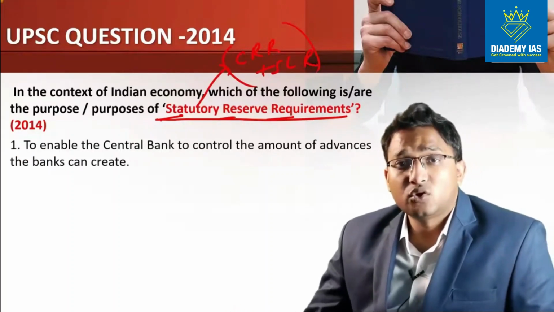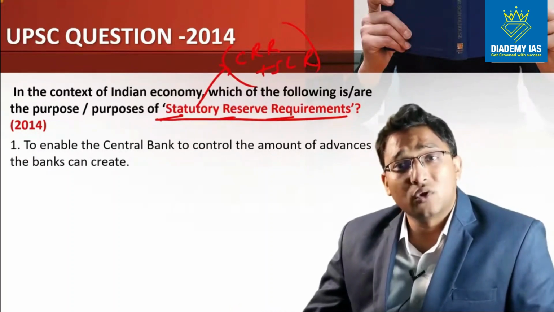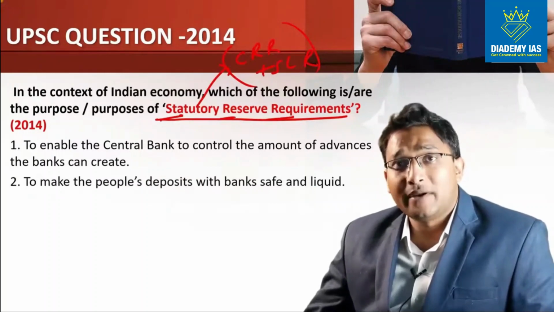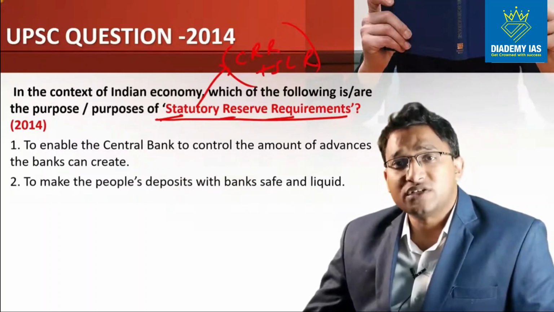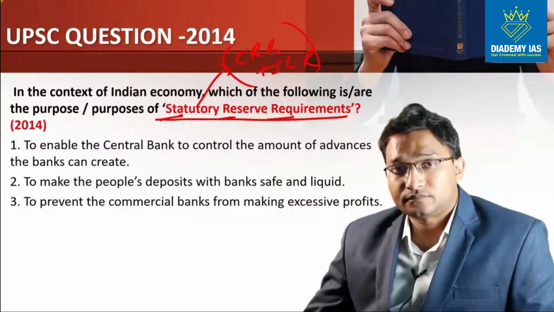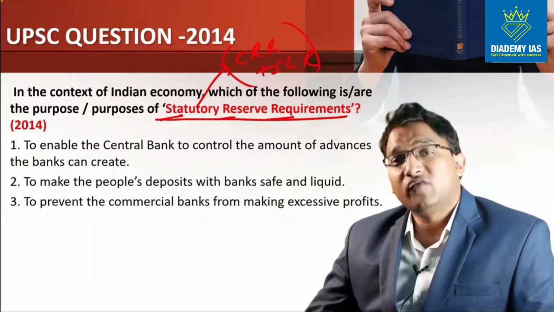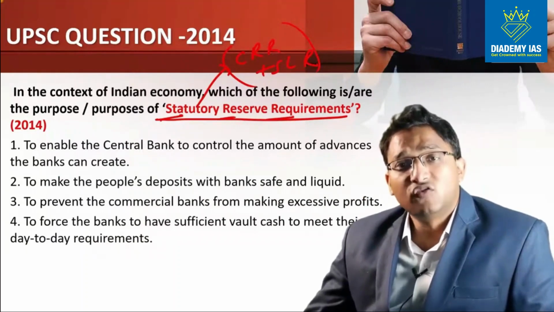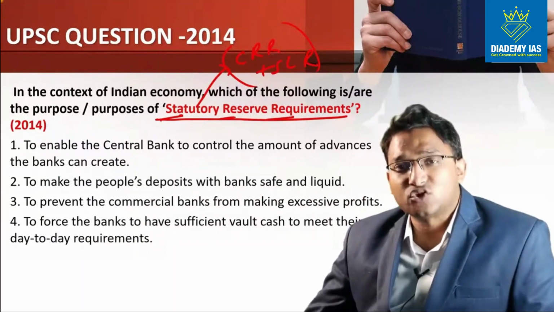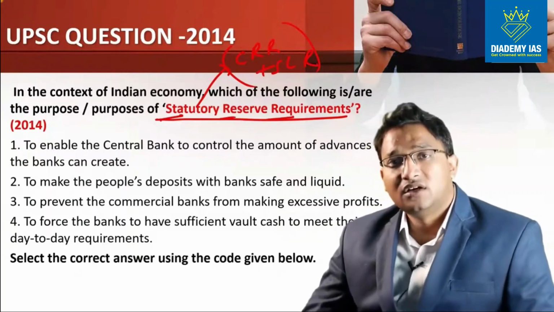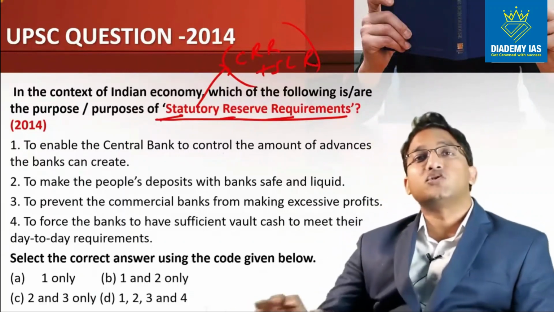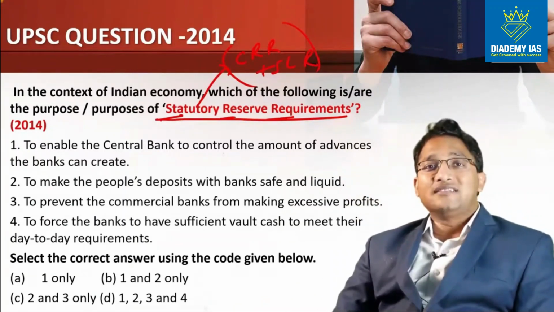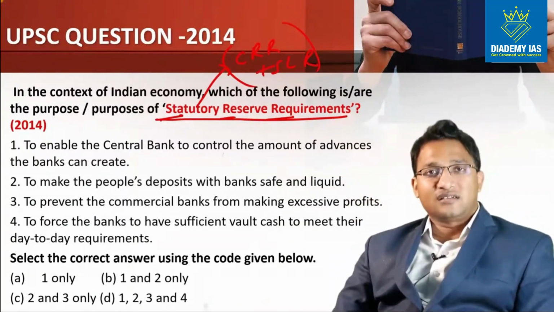Statement number 1, to enable the central banks to control the amount of advances the banks can create. Statement 2, to make the people's deposits with the banks safe and liquid. Statement 3, to prevent the commercial banks from making excessive profits. And statement 4, to force the banks to have sufficient default cash to meet their day-to-day requirements. Now these are the 4 options. So take 30 seconds and decide what is the right answer, and then we will start again.